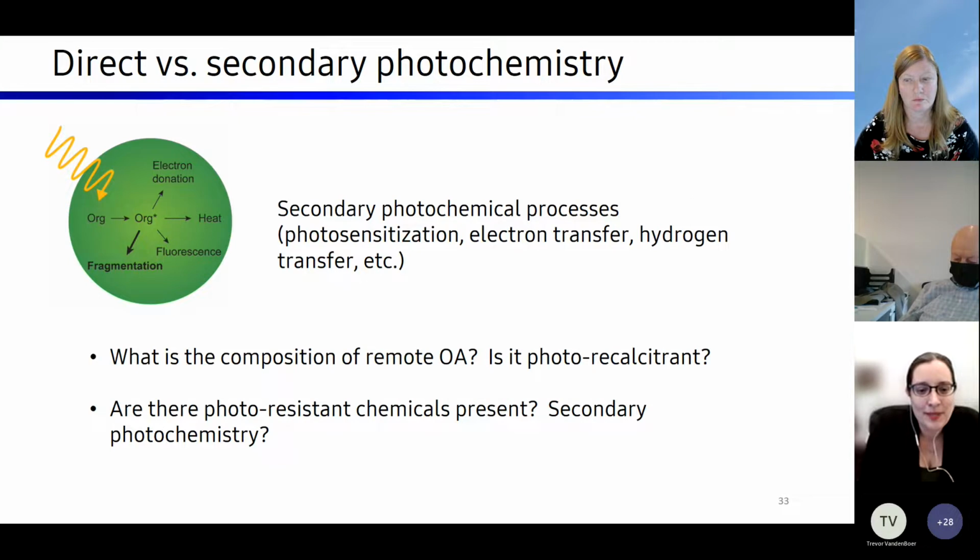And so that's kind of the big picture questions that I have moving forward for the research. I really would like a better understanding of what the chemical composition is of material that we would find in the remote atmosphere, right? Is it largely photorecalcitrant? Or are there some of this photoresistant type materials, things that can absorb solar radiation in the visible region, but are not changing structurally and possibly are able to contribute to this secondary photochemistry that could drive other processes like fragmentation reactions or oxidation reactions in the particles. And so that's kind of a major question that I have for our future work.